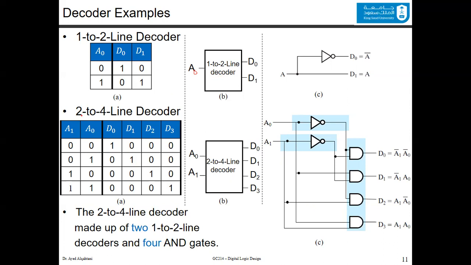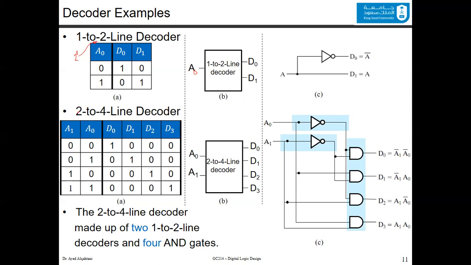If we have a 2 to 4 line decoder, notice the relation between the input and the output. If we have 1 input, then the output is going to be 2 to the power of 1, which is equal to 2.